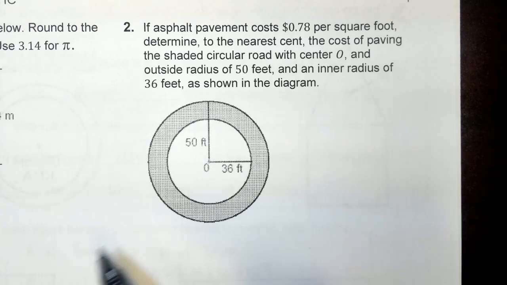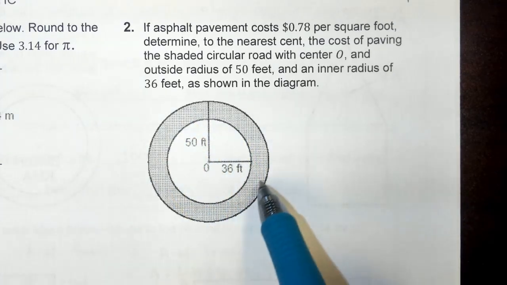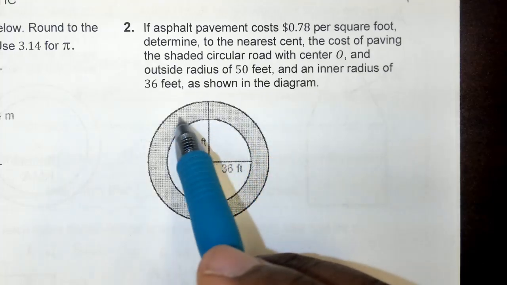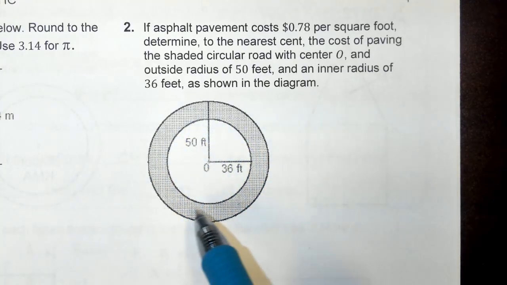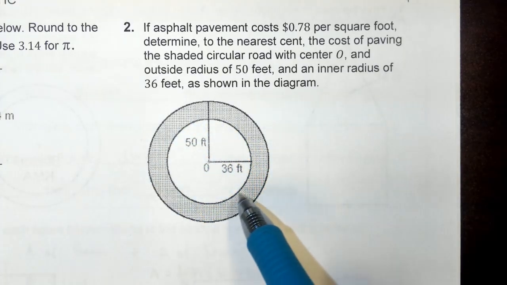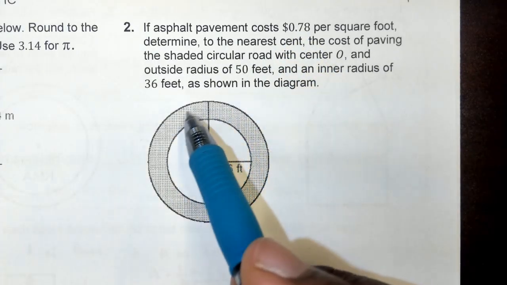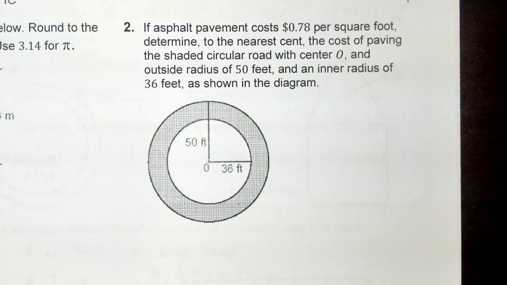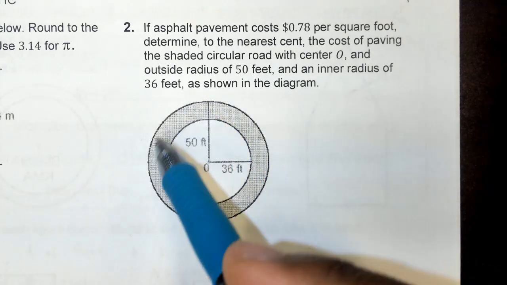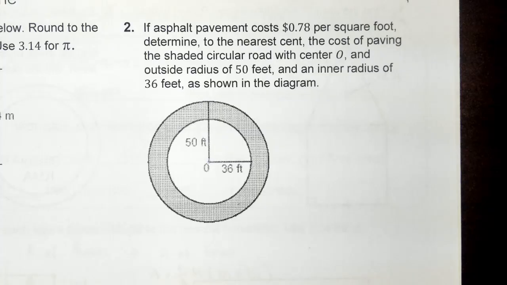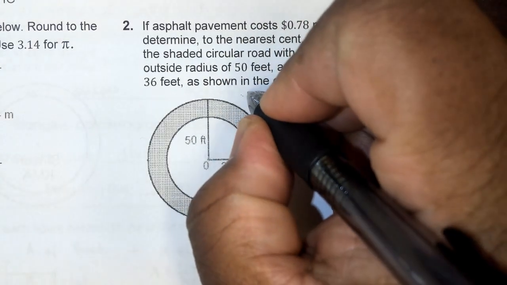So on this one, they want to pave this asphalt road right here, circular. The shaded area is the road. We need to figure out how much asphalt we have so we can figure out what it's going to cost. Just 78 cents per square foot. On this one, the shapes are circles. You got a big circle and you got a little circle. Get those and then subtract, and I'll find the shaded area. So, start with big circle.